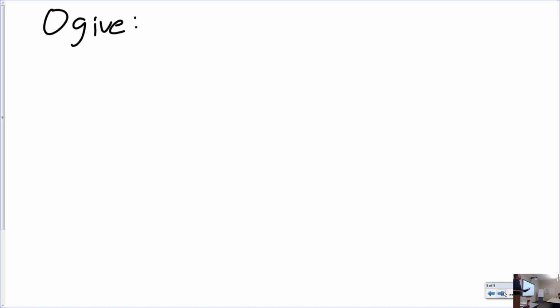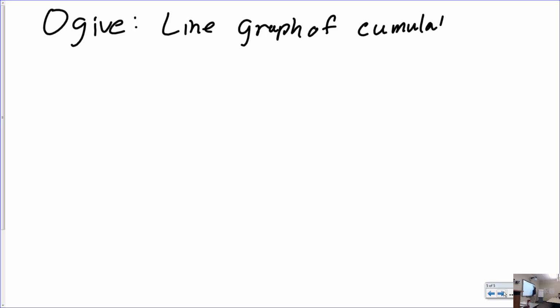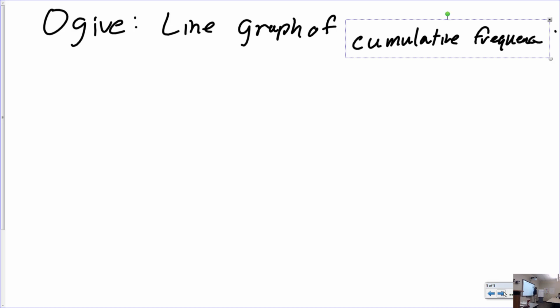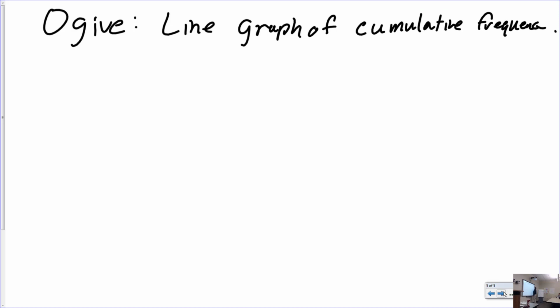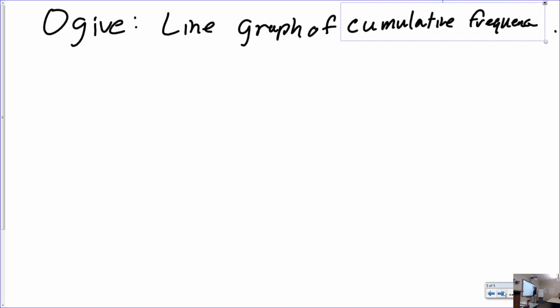This is technically an ogive chart, by the way. That G sounds like a J. That is just a line. There we go. A line graph of the cumulative frequency.